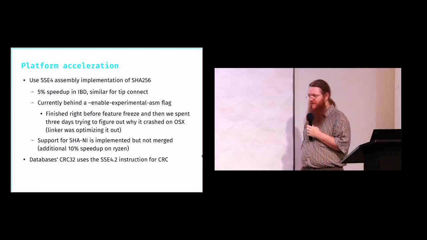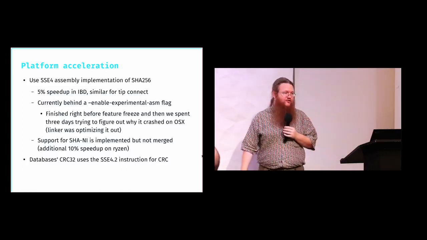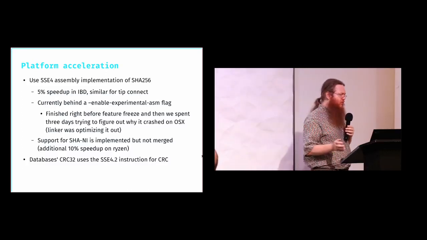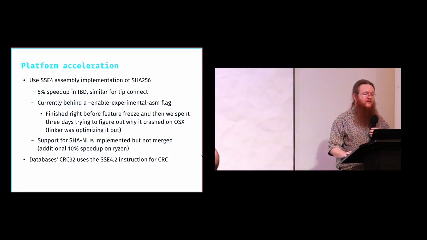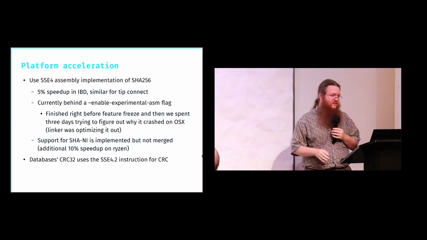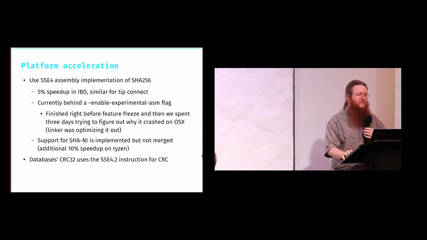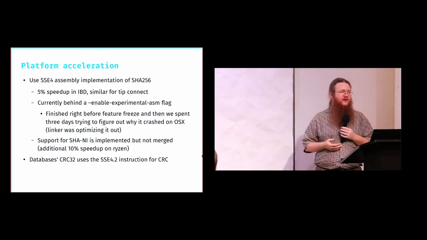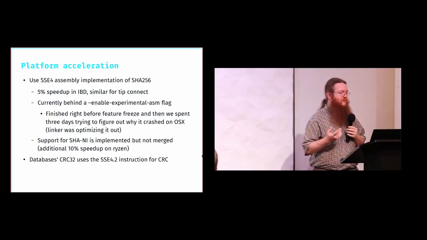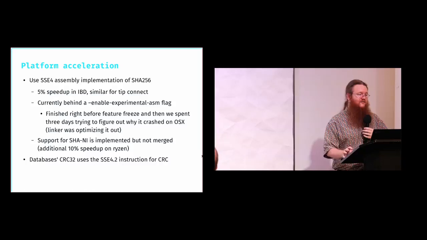So also in 0.15, we did a bit of platform acceleration work. And this is stuff that we've known we could do for a long time, but it just didn't rise to the top of the performance priority list. So we now use SSE4 assembly for the SHA-256. And that results in a 5% speed up in initial block download and a similar speed up for connecting a new block at the tip, maybe more like 10% there.